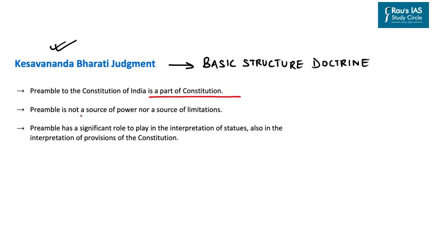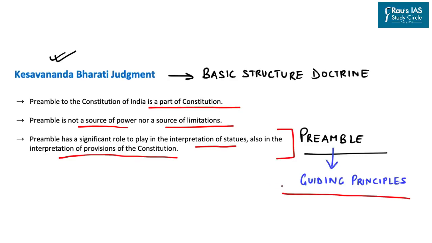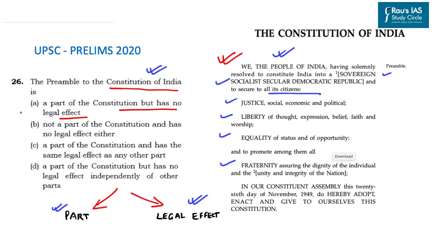However, preamble is not a source of power nor a source of limitations, and preamble has a significant role to play in the interpretation of statutes, also in the interpretation of provisions of the Constitution. So from here we understand that preamble alone does not have any power but provides the guiding principles which were envisaged by the constitution makers. So from this perspective, this option seems to be correct. However, let's go through the other options as well.